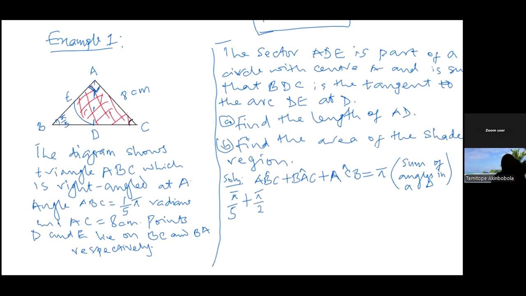Hope I'm communicating. Plus ACB, angle C that I'm looking for, equals pi. So ACB will now be equal to pi minus pi over 5 minus pi over 2. Okay, how is BAC equals 90? Is it there in the question?